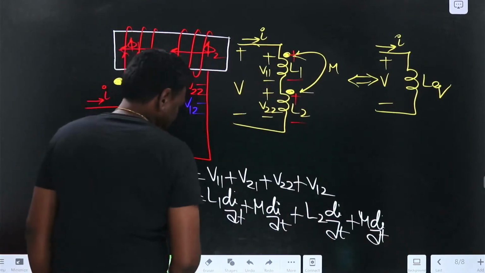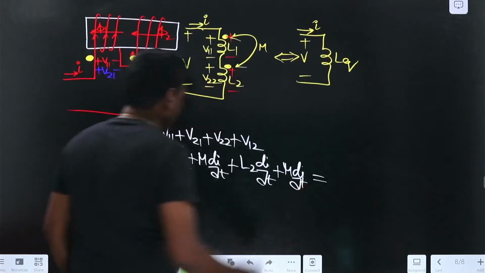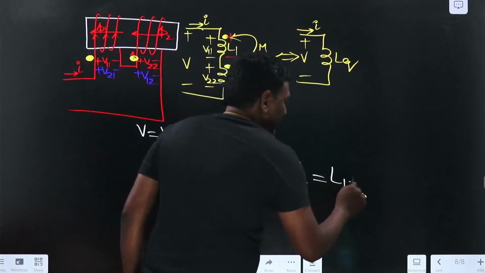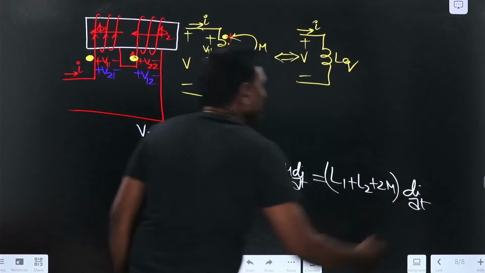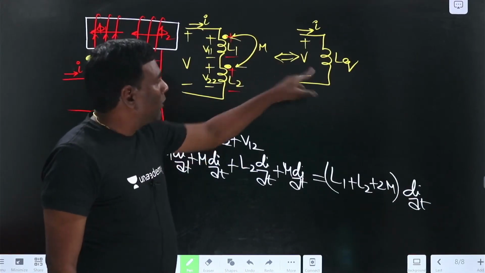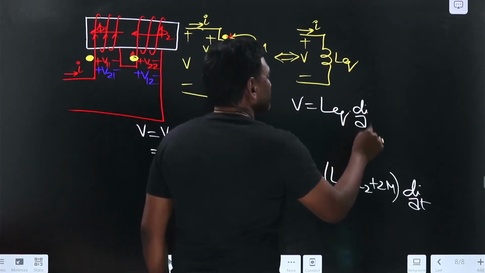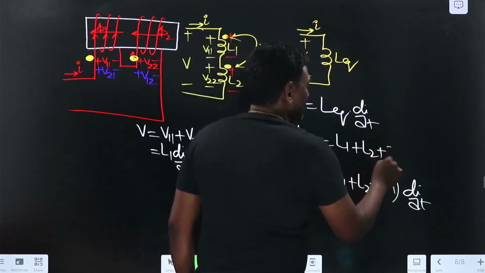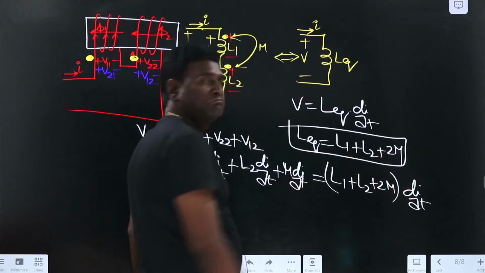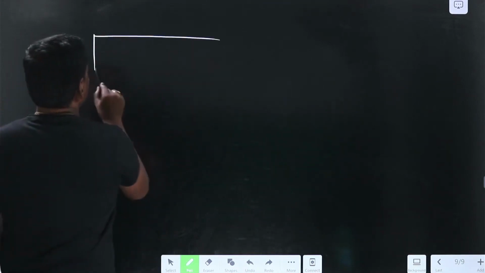So this can be rewritten as L1 plus L2 plus 2M, into di by dt. The same voltage should be there here. Now what is the equation here? V equals L equivalent into di by dt, so L equivalent is going to be L1 plus L2 plus 2M. That's it. Now let us think of one more. After this, those problems can be easily solved.